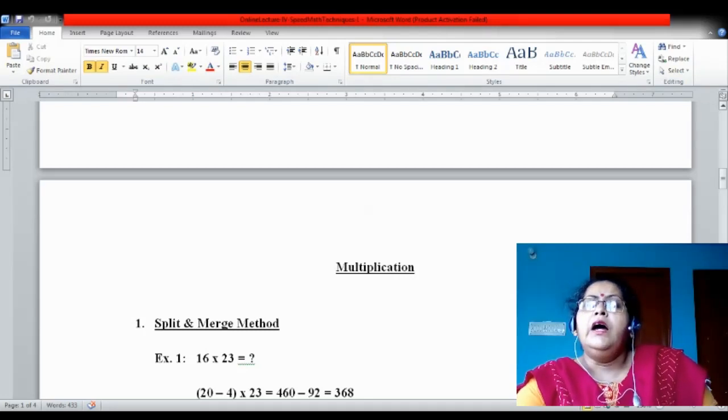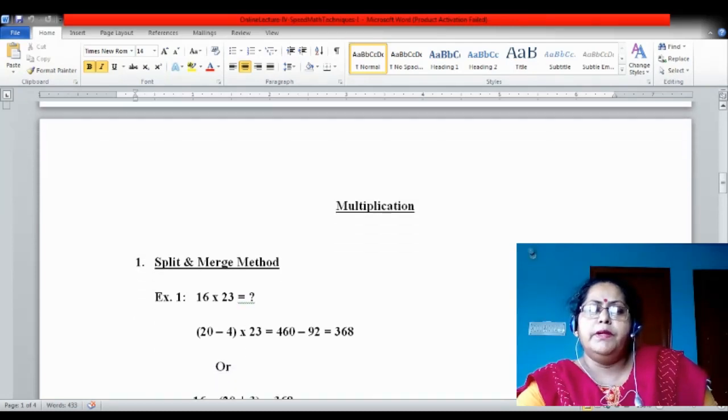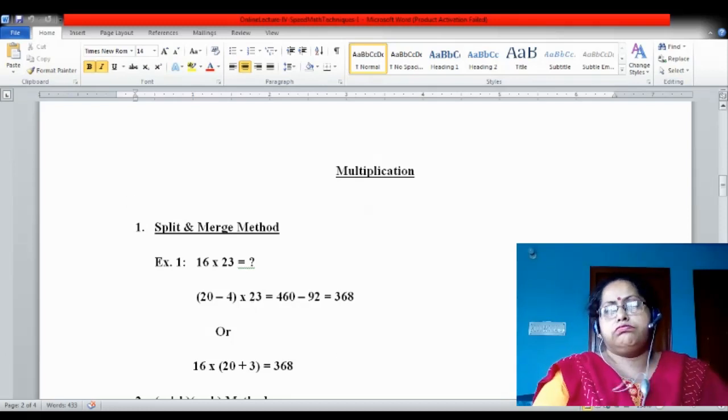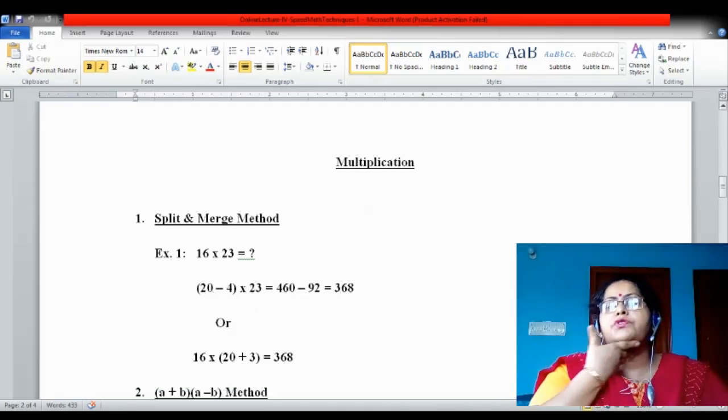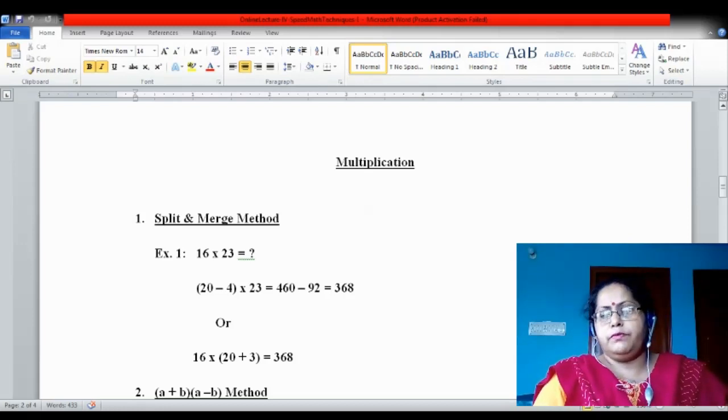But in a traditional method you would have written 16 below 23, then multiplied first with 3, then with 2, and then added. It will definitely cost you much more time than these methods. Okay, I hope it's clear. So this OR I have also written here, but definitely avoid these steps. Do it mentally. Now another method, a plus b multiplied with a minus b, or rather I can say, the a square minus b square method.